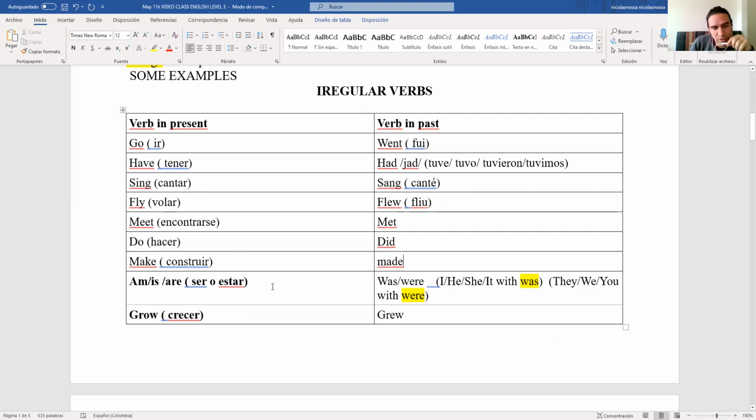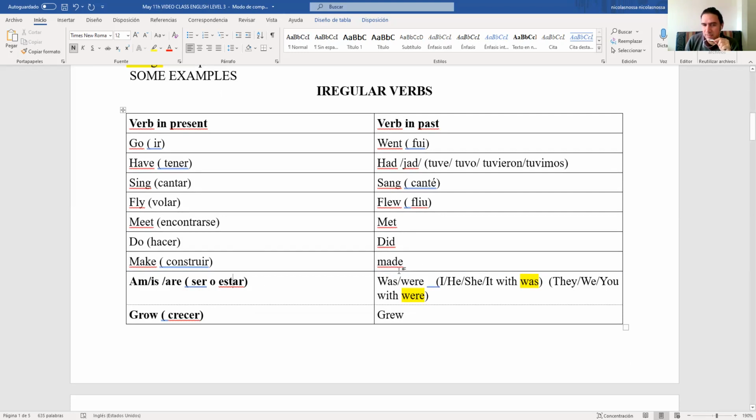Y nuestro verbo favorito de todos, el verbo cero estar, en presente, que ya lo vimos. Así es: I am, you are, he is, she is, they are, we are, en presente. Y es ser o estar, ¿no? Acuérdense: yo soy o yo estoy, ¿ok?